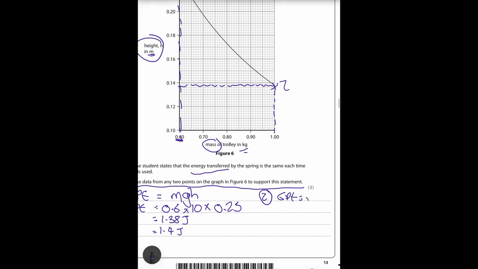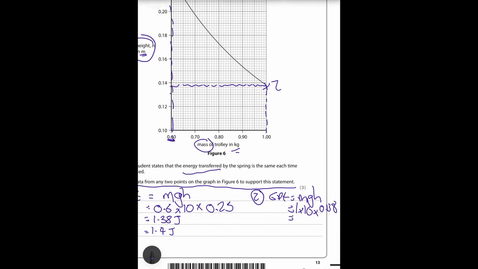I'm going to do the same thing, GPE equals mgh. So GPE equals, when the mass is 1, g is still 10. And here I can see that the height is 0.138. I put that in the calculator, and I'm seeing that the answer is going to be 0.138. Oh, sorry, 1.38. I forgot to multiply by 10. Equals 1.38 joules. I'm going to round to 2 significant figures, 1.4.